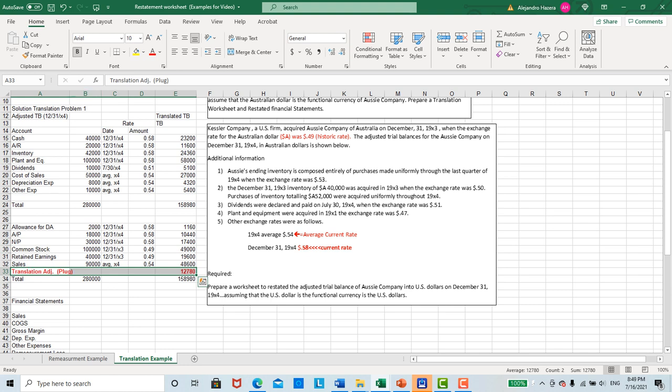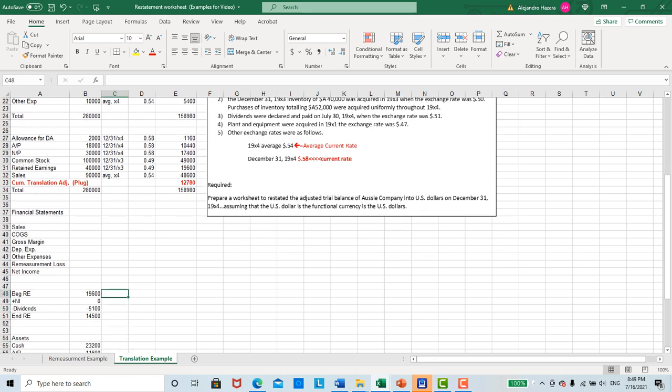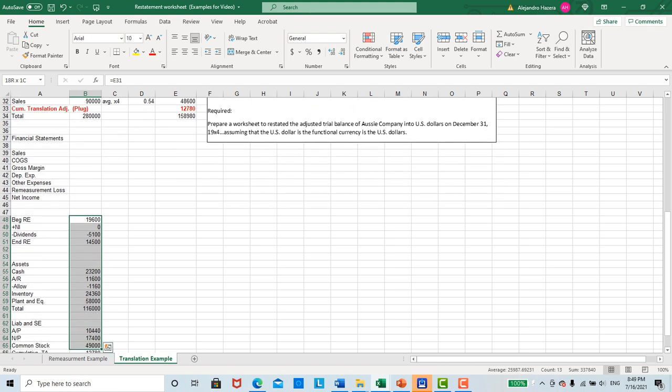Remember, the translation adjustment is cumulative, and it goes to OCI. I'm going to put the word cumulative here, C-U-M. Cumulative goes to OCI, and now all we've got to do is write up our financial statements as if we were doing accounting 201. It's just a regular thing here. Okay, let's get rid of all these things here.